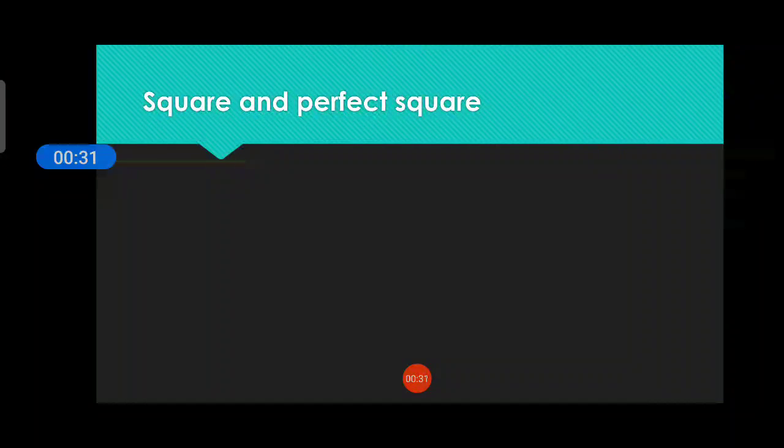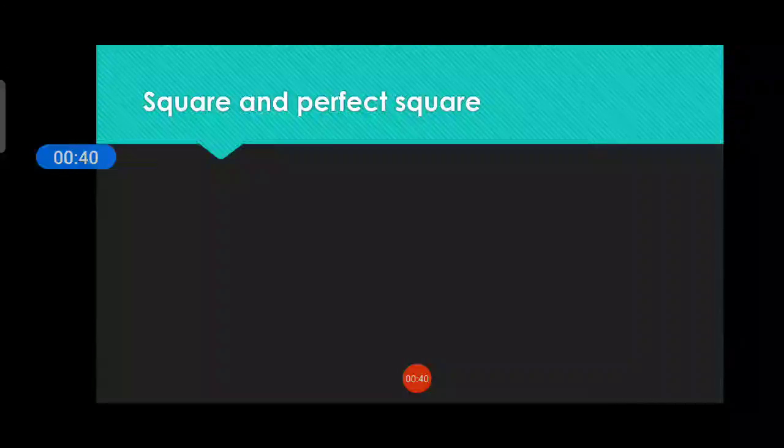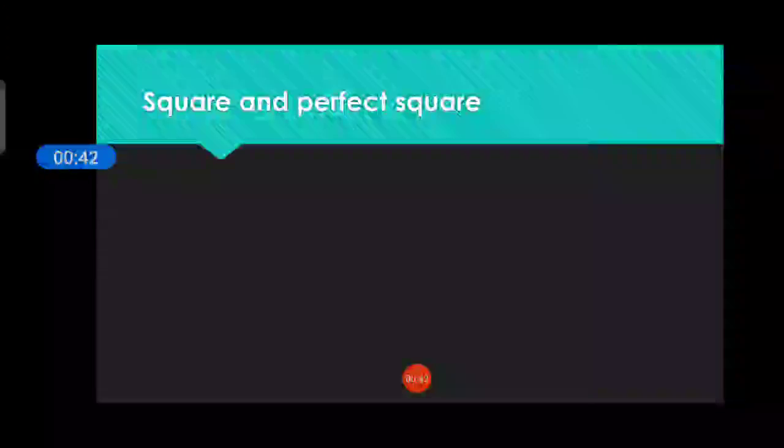So, my dear students, what is square? When you see in your textbook page number 48, a square of a number is the product of the number with the number itself. So here the square of 2, we know that it is 4, square of 3 is 9, square of 4 is 16, square of 5 is 25. So, that is called square. Square means multiplied number itself.